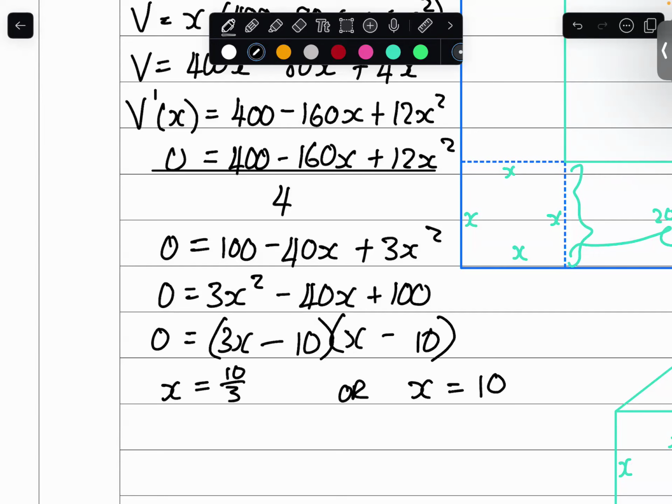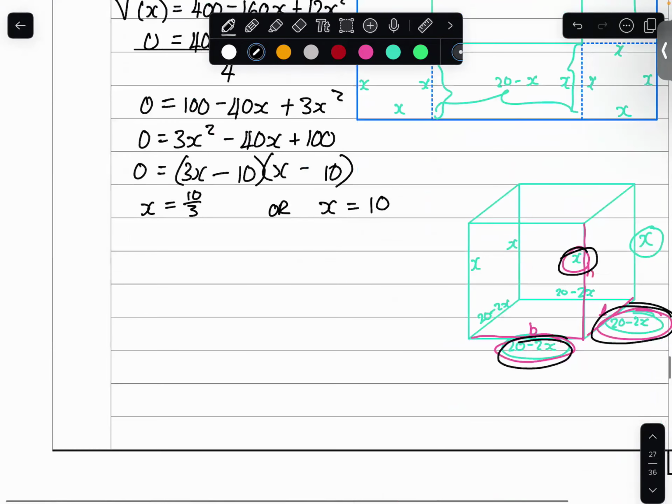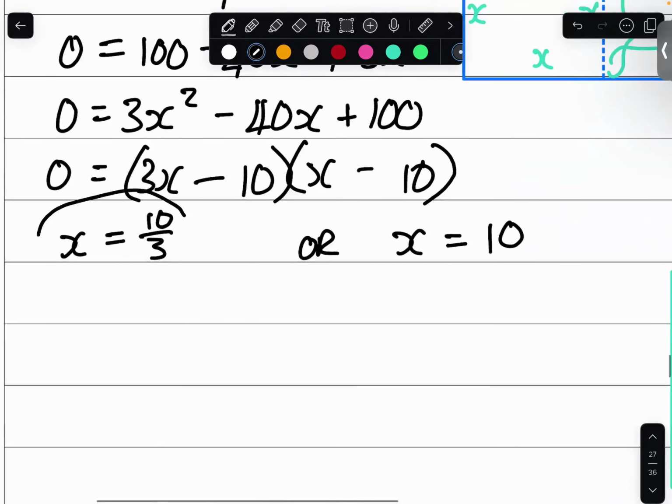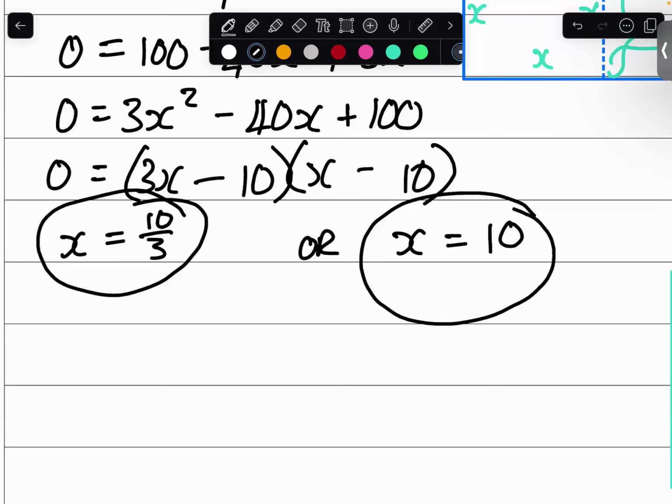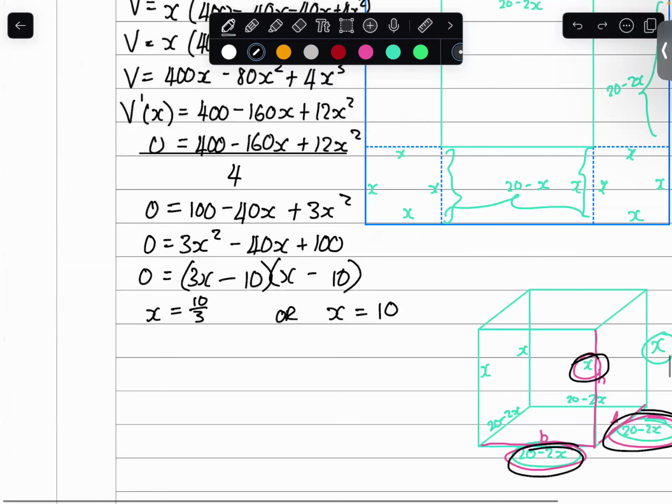Now, keep in mind, right? There's two ways to actually do this. At this point, we don't know what the largest volume is. Is the largest volume going to come from this value, or is it going to come from this value? Now, it's very simple to actually figure that out if you think of it in terms of a graph. Now, here's the thing.